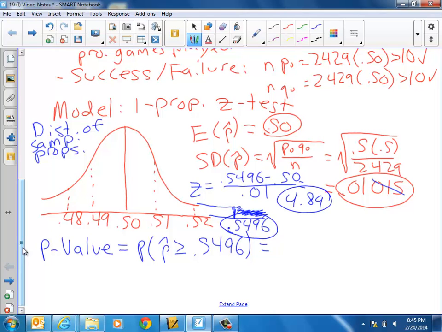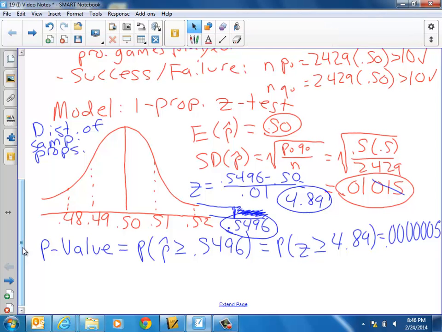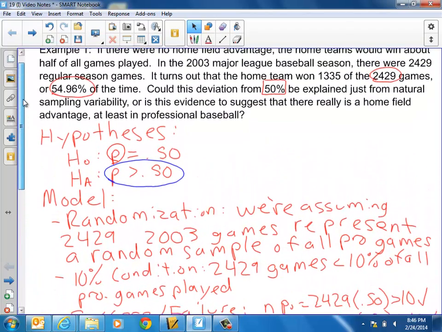So the probability that a sample proportion would be greater than or equal to 54.96% win rate at home is equivalent to the probability that a data value on the bell curve would have a number of standard deviations greater than or equal to 4.89 from the mean, which is really, really tiny. 0.1, how many is it? 6 zeros? 3, 4, 5, 6, 5. Awfully small.